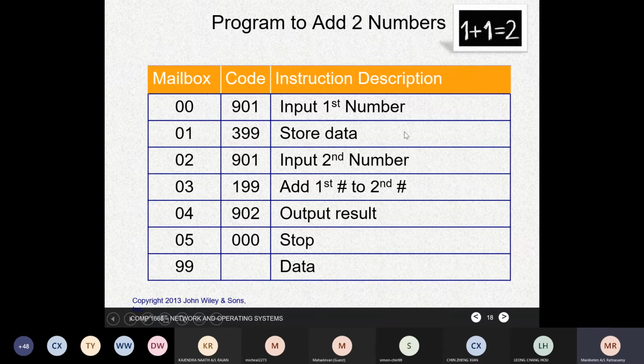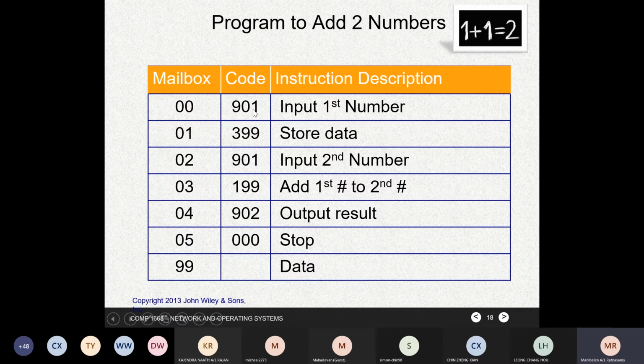So this is what we call assembly language, mnemonic or symbolic. The computer doesn't refer to the instruction description. The computer only refers to the code. By looking at the code, the computer will understand what it is supposed to do.